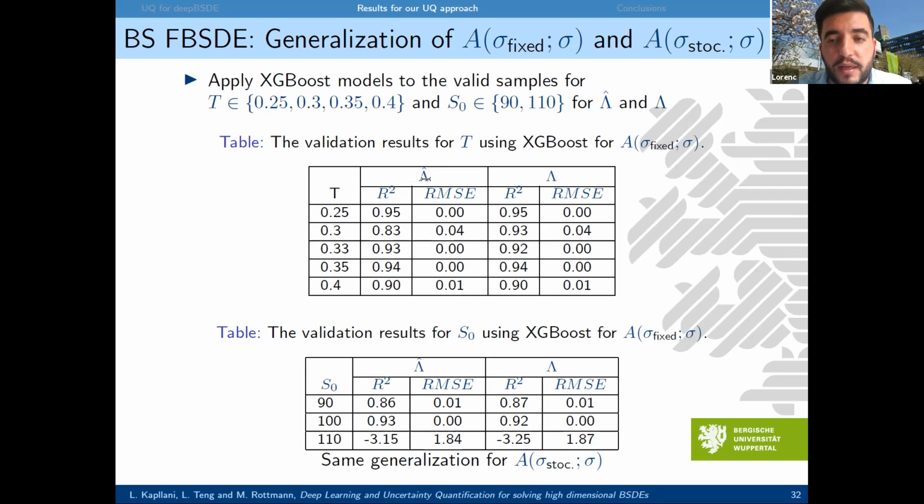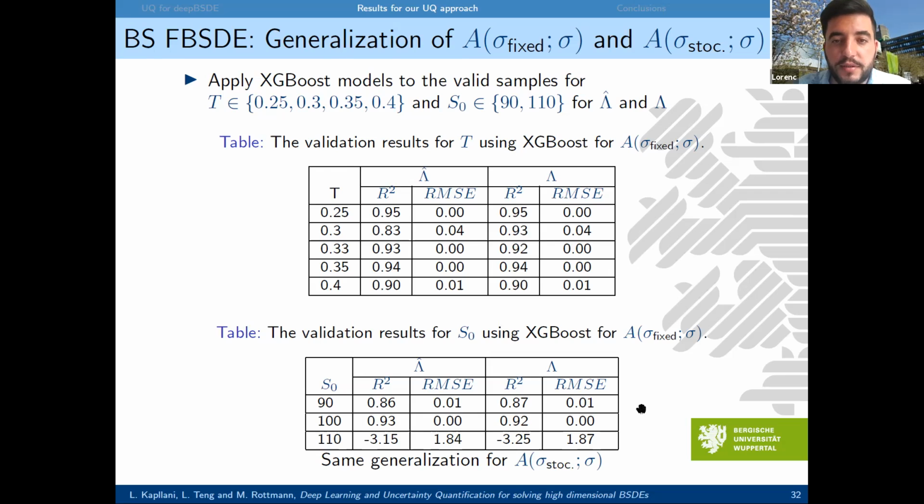So lambda hat here is the approximated change, and lambda is the exact change that we can calculate because we have the exact solution. And as you can see from the results, this model also performs very well even when we vary capital T. But when we vary S0, out of the many options, it starts to perform very badly. However, I'm not showing here the results for the other model with the stochastic perturbation for the volatility, but the results are the same.